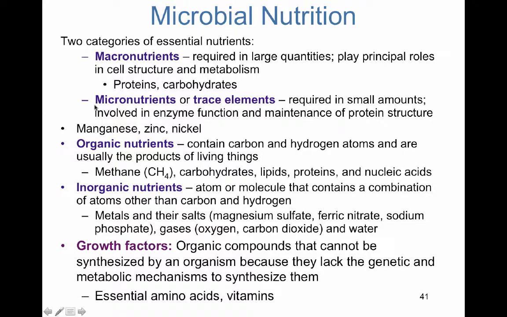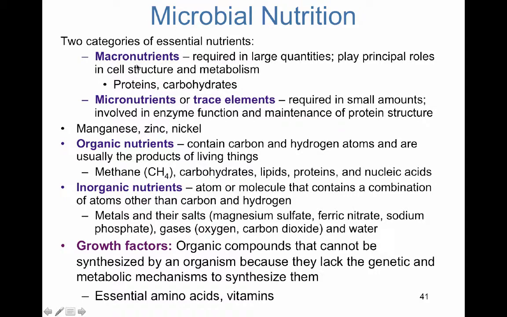Smaller quantities are required as well of the micronutrients or the trace elements. These would be involved in maintaining the structure of DNA, for example, the structure of specific enzymes or enzyme function. So this would be manganese, zinc, nickel would be a micronutrient.